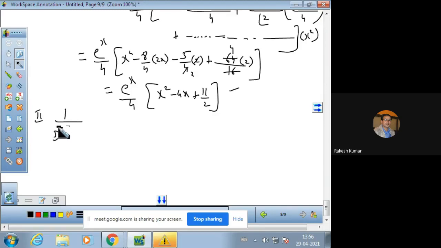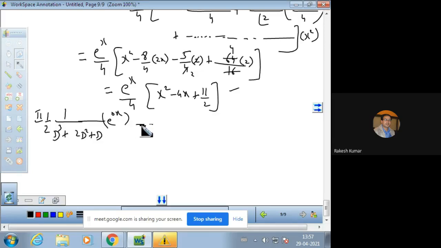the third term also, and that is 1 by 2D cube plus 2D square plus D into e raised to power 0x. So when you put the coefficient of x, 0, in place of D, you will have 1 over 0. So it is a case of failure. जब भी डिनोमिनेटर में 0 आ जाए तो फेल्यूर का केस है.